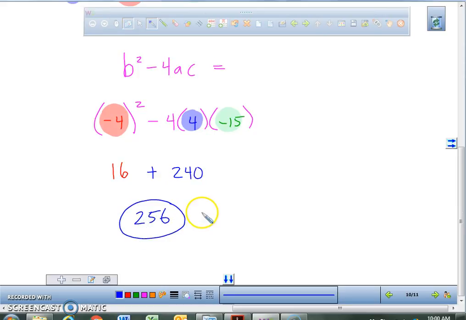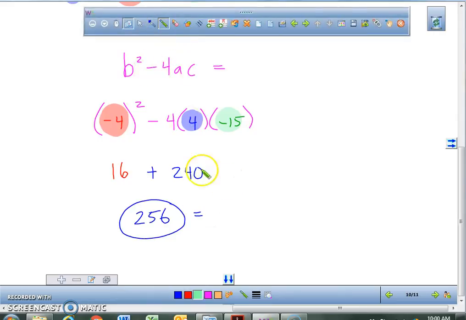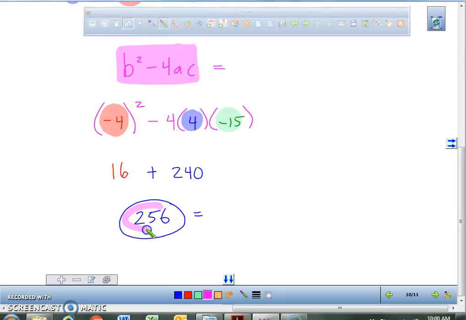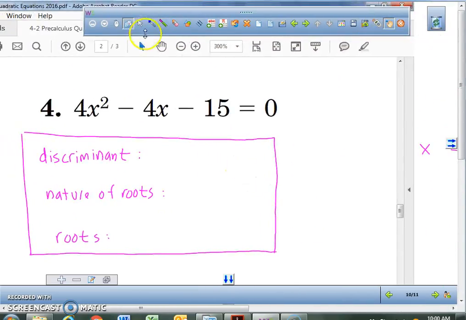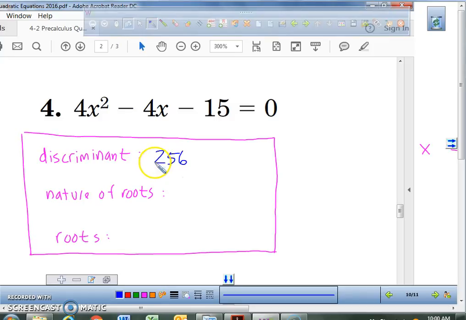256. Now listen, everybody, this number that we just found, this b squared minus 4ac. So guys, for problem number 4, could you put that 256 for the value of your discriminant? You got to know how to do this to get on to the next part. The discriminant right here is 256.